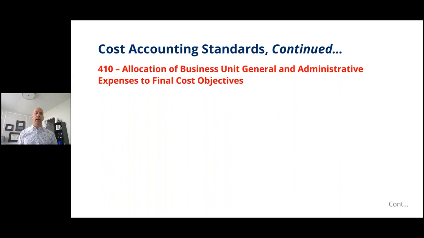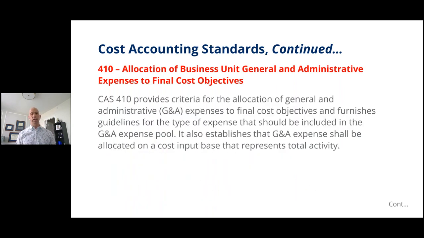CAS 410 is the allocation of business unit G&A, or general and administrative expenses, to final cost objectives. Quick reminder there on final cost objective, we're typically talking about contracts, right? So a contract or a job or a project is a final cost objective. Again, CAS 410 provides that criteria for assigning those final cost objectives, and furnishes guidelines for the types of expense that should be included in the G&A pool.